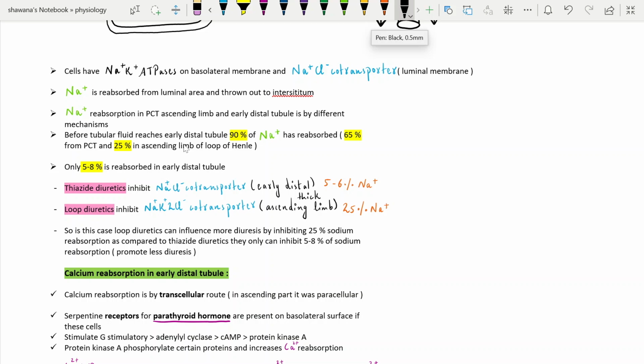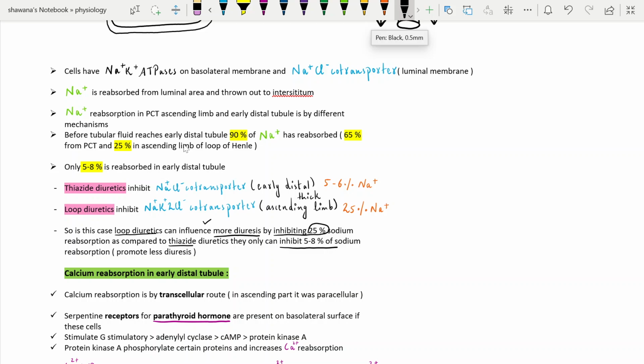The same thing is written here, that in case of loop diuretics, they can influence more diuresis because they will inhibit 25% of sodium reabsorption. But as compared to them, thiazides will influence less diuresis. They promote less diuresis because they will inhibit only 5 to 8% of sodium reabsorption.